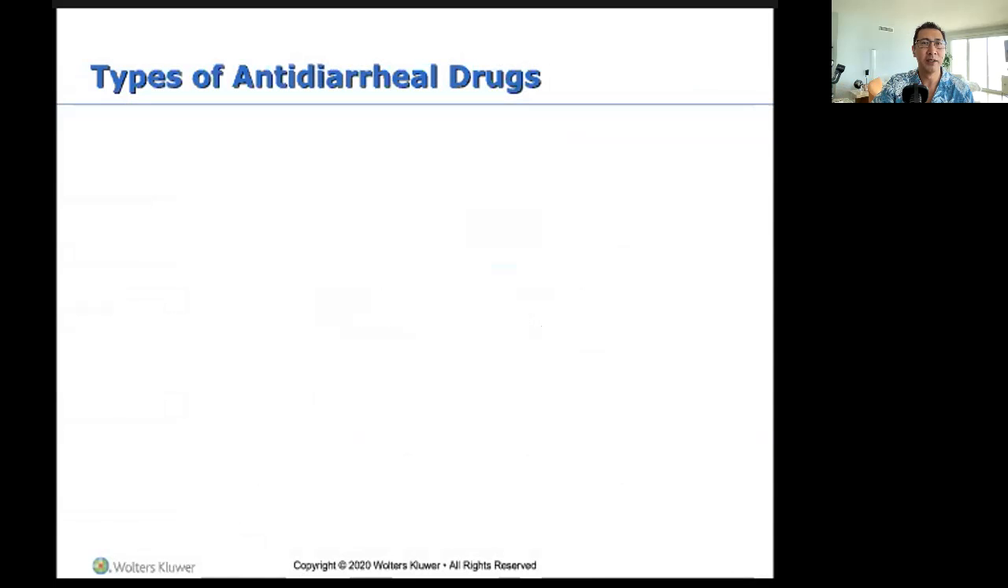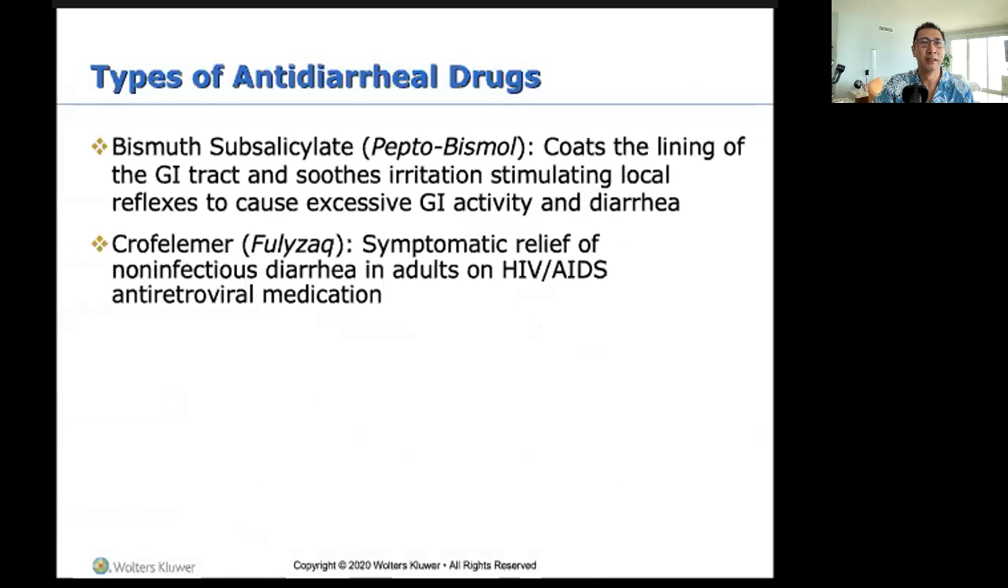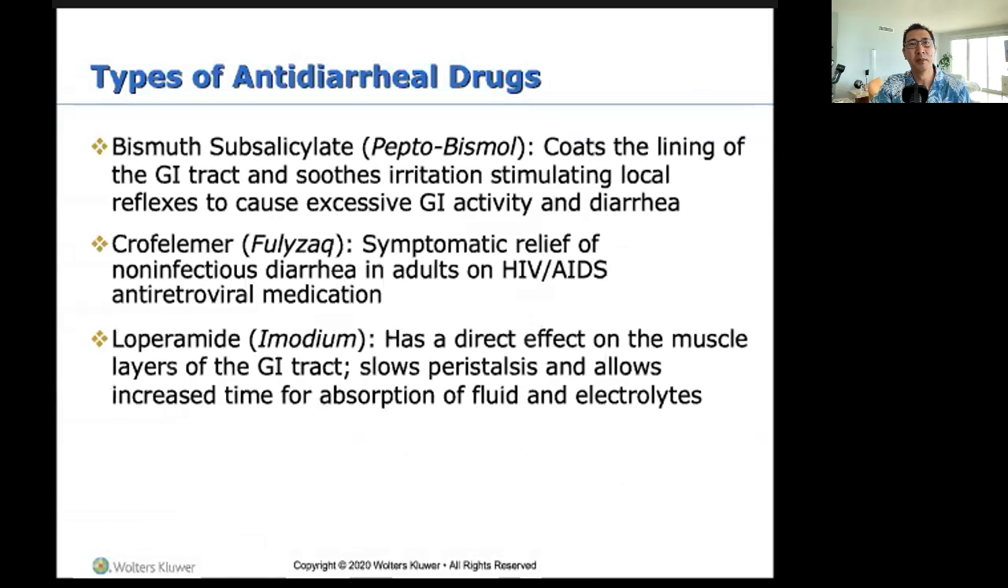Types of antidiarrheal drugs. Pepto-Bismol, what you see on the TV, it gives the stomach a coating. Folizac, I've never heard of this. As I said earlier with the previous class, mainly because we don't have much HIV or AIDS patients in our hospital, at least in my hospital. So we rarely deal with these patients.